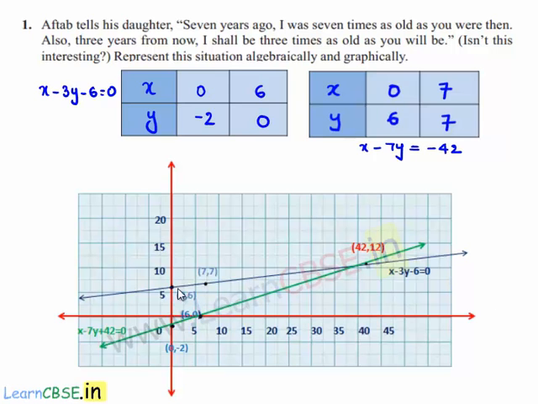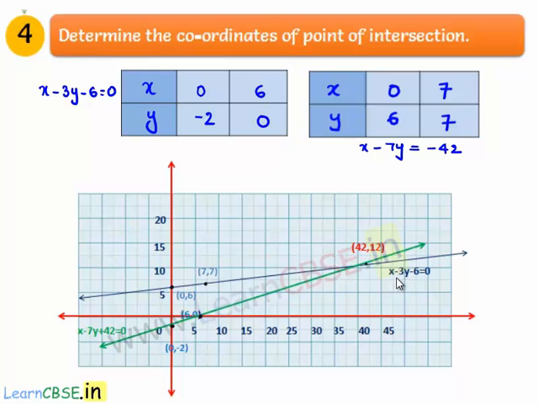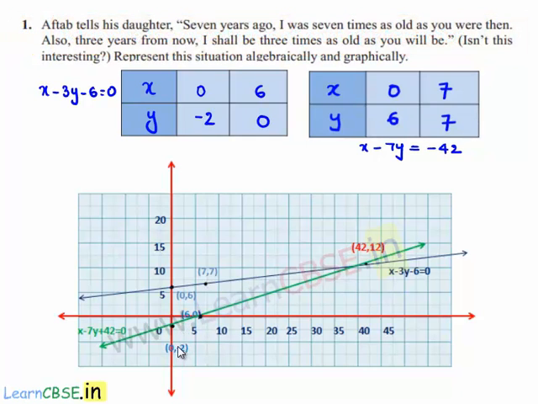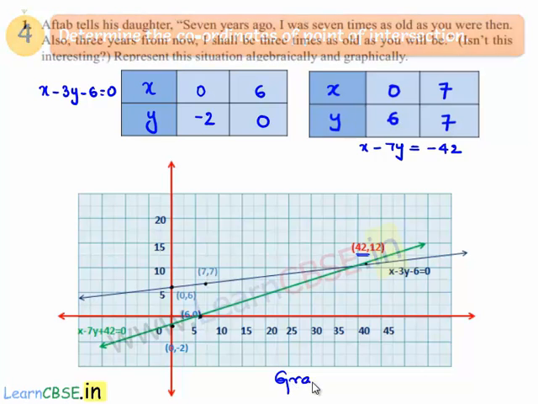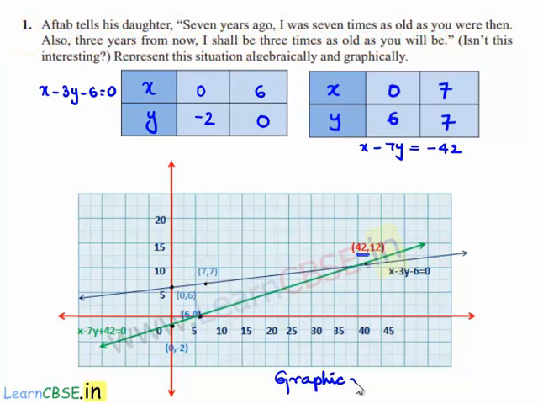If we join the points (0, 6) and (7, 7), we get a straight line. The equation is x minus 3y minus 6 is equal to 0. And if we join the points (0, -2) and (6, 0), we get another straight line, and the equation is x minus 7y plus 42 is equal to 0. Both these lines meet at a common point and the intersecting point is (42, 12). So this is the graphical representation of linear equations.